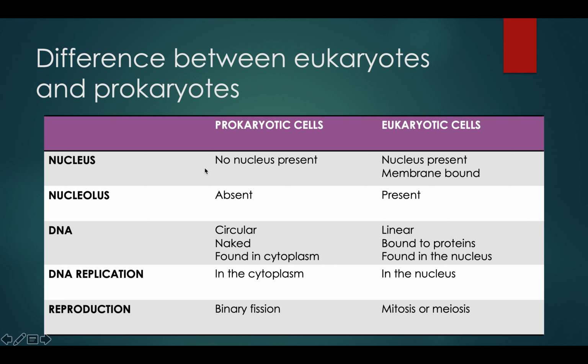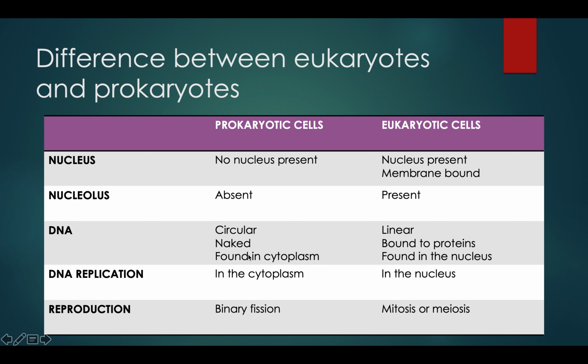First, the nucleus. The prokaryotic cells do not have a nucleus. The eukaryotic cells have one, and the nucleus is membrane bound, but the prokaryotic cells do not have a nucleus. All the genetic material of the prokaryotic cells is present in the cytoplasm. The DNA is present in the cytoplasm and not in the nucleus, whereas in the eukaryotic cells it's found in the nucleus. That's what the nucleus is, like the brain of the cell. It stores all the important data.